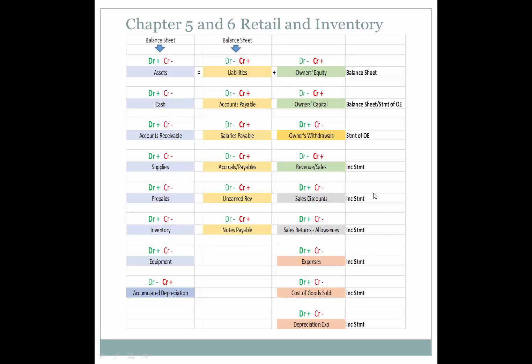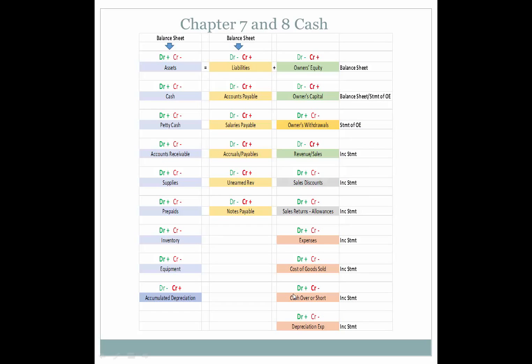And we also learned about the contra sales accounts of sales discounts and sales returns and allowances. Since these are contra to the revenue account, which is primarily credit-based, these will be debit-based. And we also, for the first time, learned about cost of goods sold, which is the cost of the merchandise that we're selling. It is an expense found on the income statement and increases with the debit.